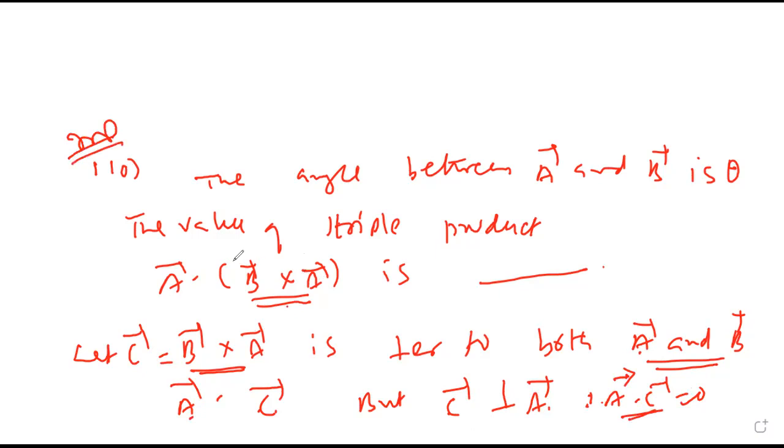This should be clear for every exam. This is nothing but something which is perpendicular to A. So A bar dot C is 0.